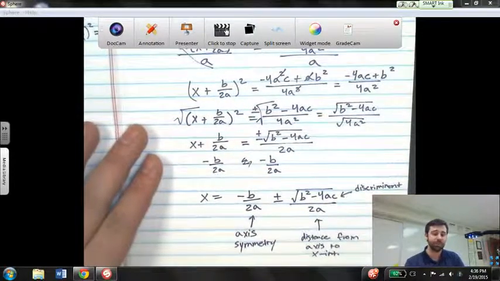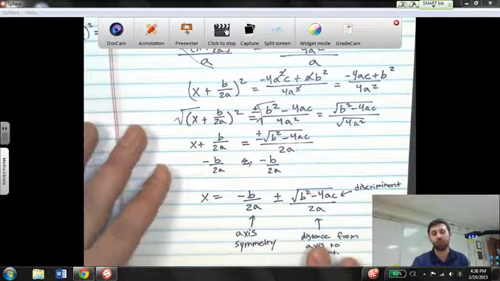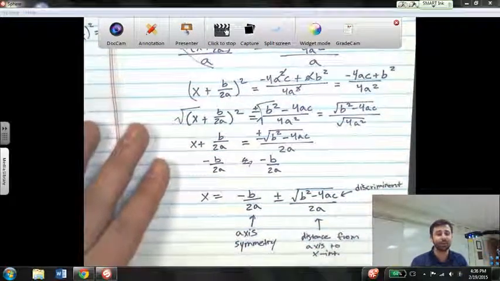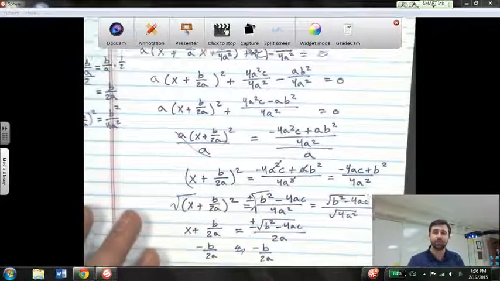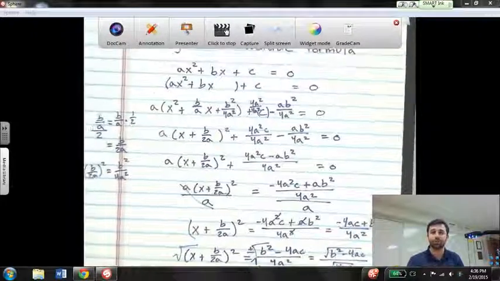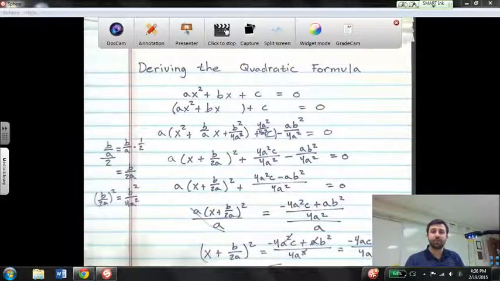So we're going to take this quadratic formula and apply it to some practice problems, but if you were ever curious, this is how you derive it. And take a deep breath. You will never do this again, I promise.